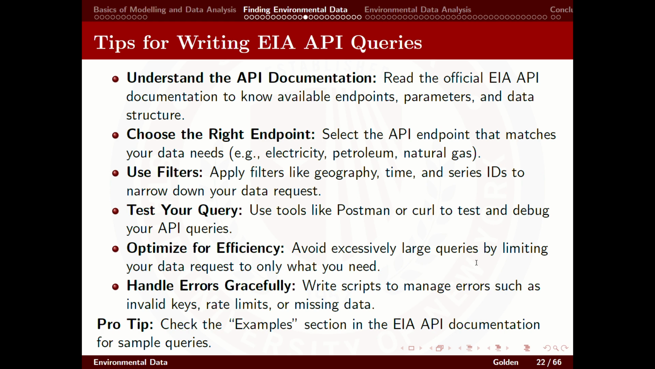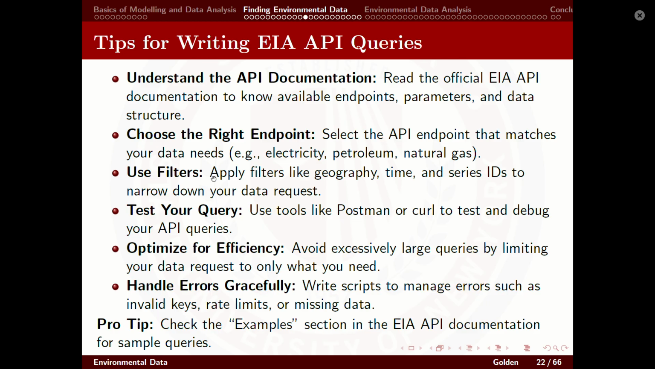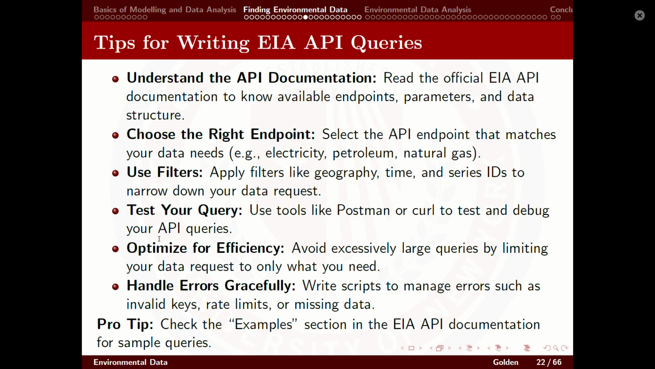Steps for writing queries with EIA. Understand the documentation: read the official EIA API documentation, and know the available endpoints, parameters, and data structure. Choose the right endpoint: select the API endpoint that matches your data needs, electricity, petroleum, natural gas. Use filters: apply filters like geography, time, and series IDs to narrow down your data request. Test your query using Postman or curl.